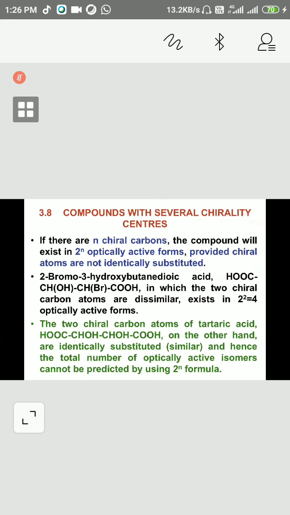2 to the power n. For example, 2-bromo-3-hydroxybutanedioic acid. Two chiral carbons are there. So the number of existing isomers will be 2 to the power 2, equal to 4 active forms. Sometimes if groups are similar, then this number will be less than that. But this is the maximum number of possible isomers.